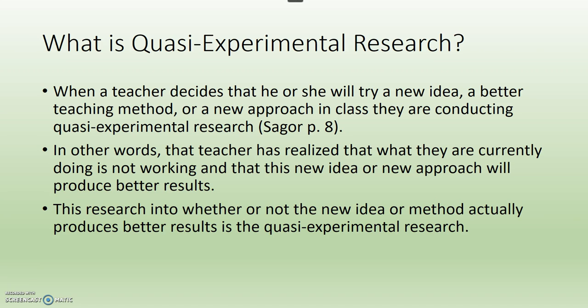They want to try a new approach that, in their mind, is going to produce better results. Obviously, as teachers, if we're trying something new, we think this might produce something better. This might get the kids to understand it. It might get them to score higher on a test, or complete this assignment in a better way, write a better paper, whatever you're trying to do. So that kind of research, that data that you're going to gather, is quasi-experimental research. You're trying to see if this new idea or new method actually does produce better results.